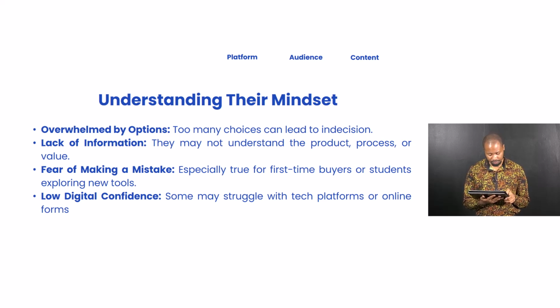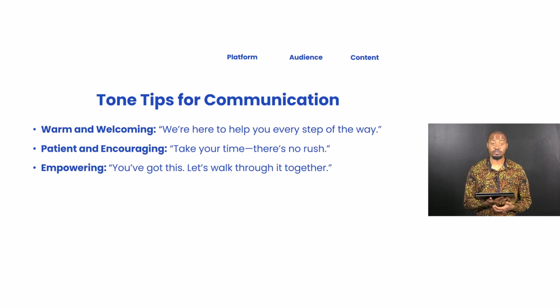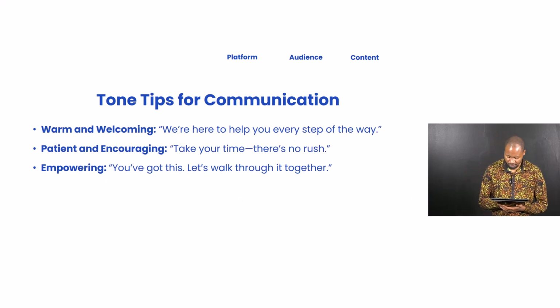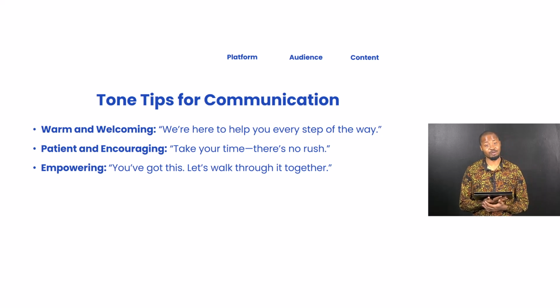So when you are working with uncertain and confused customers, there are some tone tips for communication. You have to be warm and welcoming, like we are here to help you every step of the way. You have to be patient and encouraging. You can make statements like take your time, there is no rush. And you have to empower them, like telling them you've got this, let's walk through it together. It helps to build confidence in them.